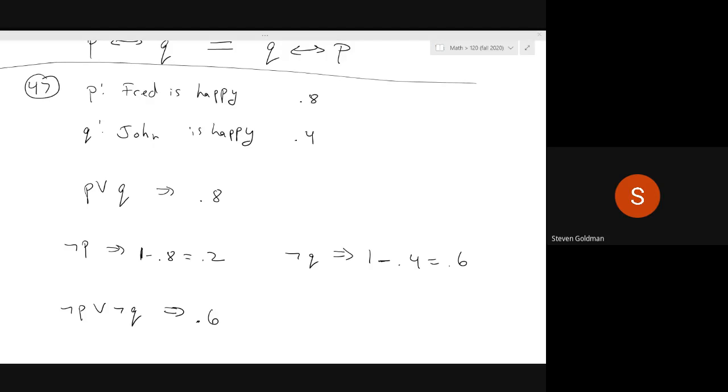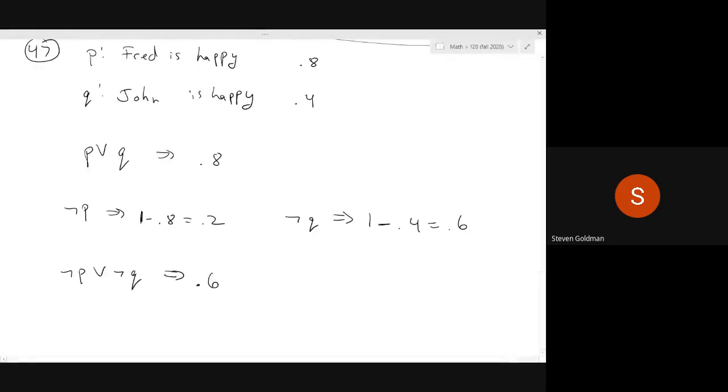Okay, so that was 47. Like the paragraph said, fuzzy logic is used a lot in artificial intelligence. A lot of machines nowadays use fuzzy logic to some degree. Okay, all right, let's go on to the next problem.